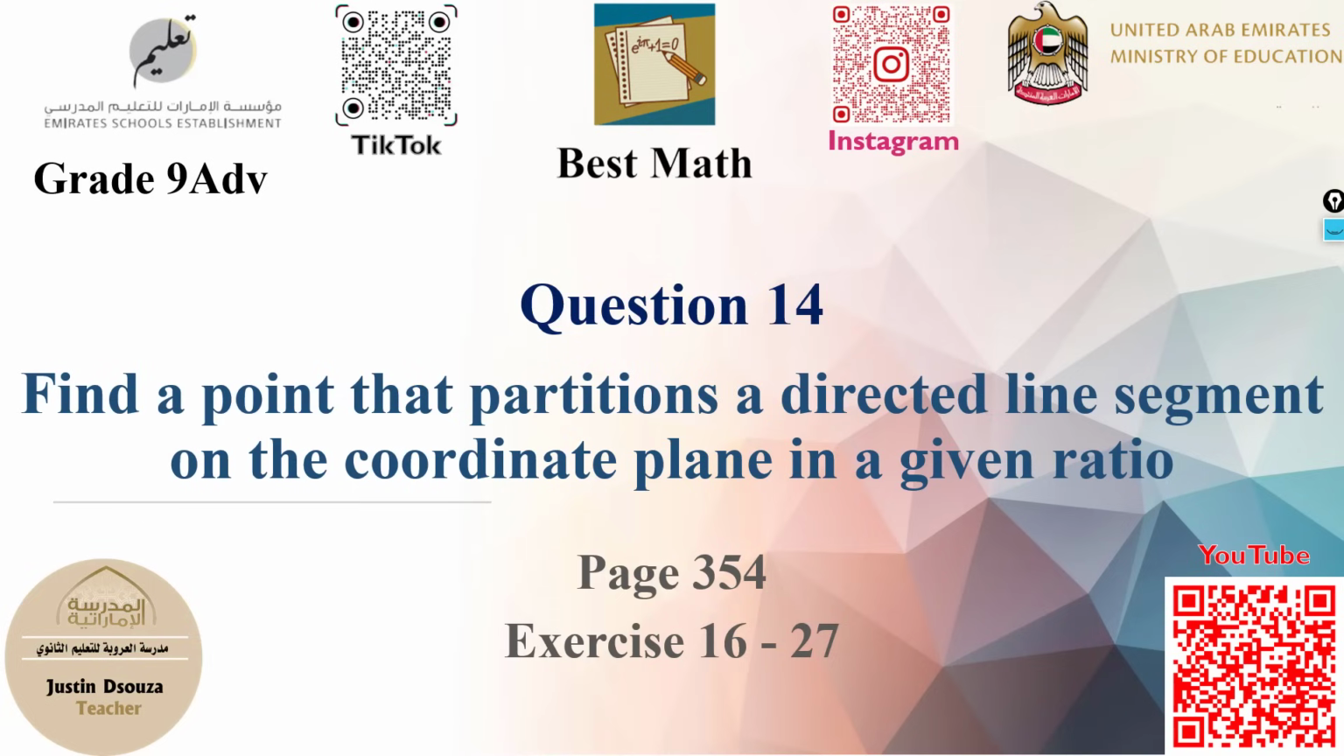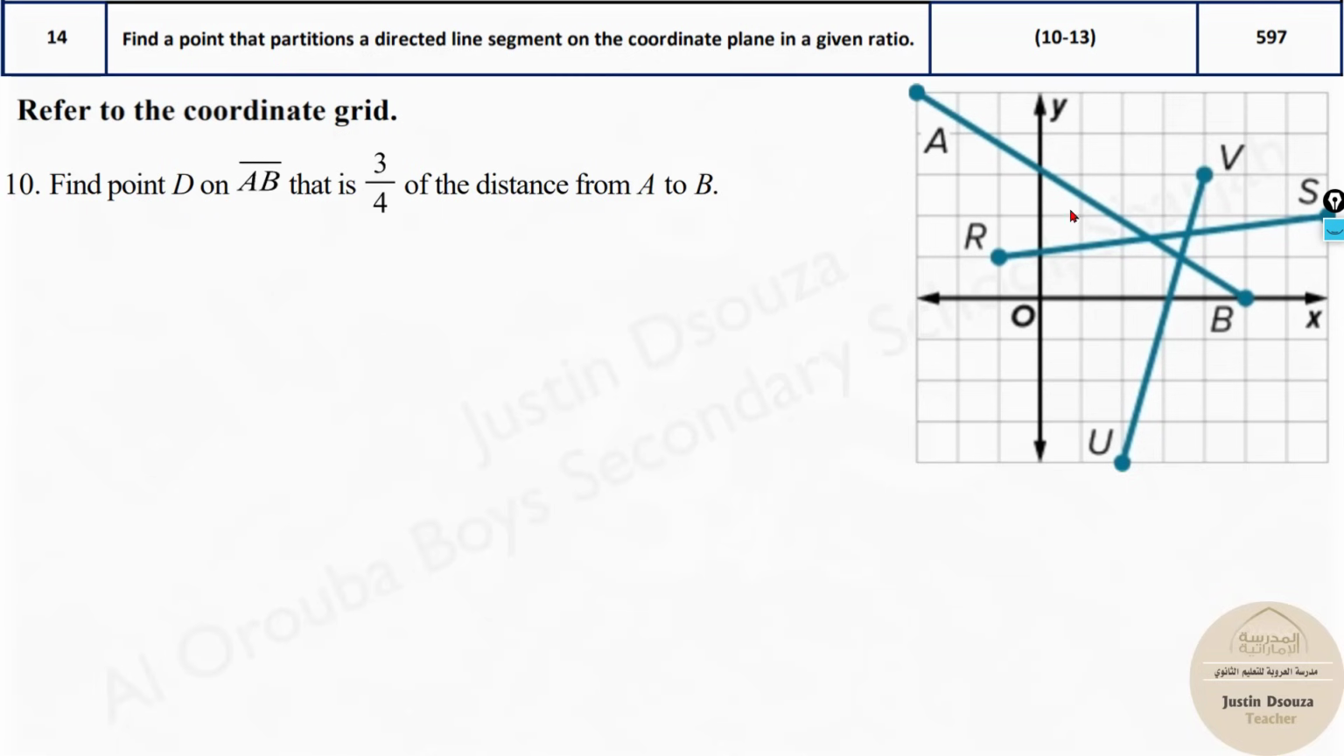In this video, we will learn how to find points on a line in a coordinate plane given the ratio or the fractional distance. Here we can see there are lines over here and they have told us to find a point D on line AB. See, this is the line AB. That is 3/4 the distance from A to B. So 3/4 means it's nearly close towards point B, somewhere over here, 3 parts.